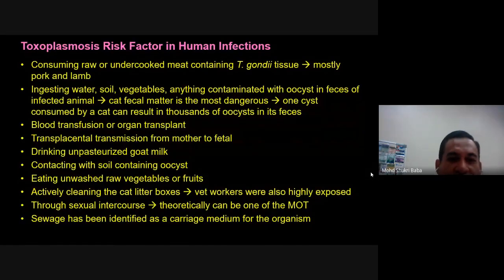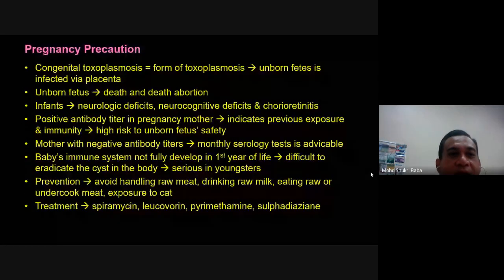Through sexual intercourse, of course, it can theoretically be one of the modes of transmission. Sewage has been identified as a carriage medium for the organism. Okay, so that is one thing.